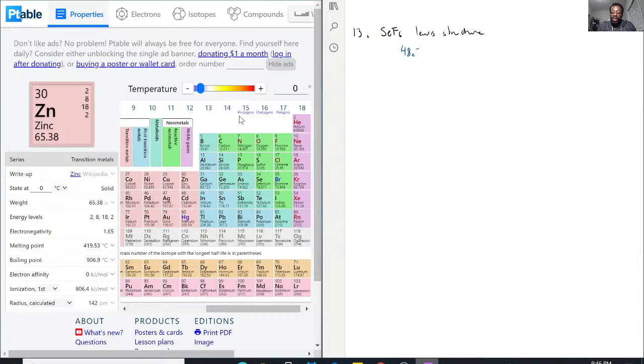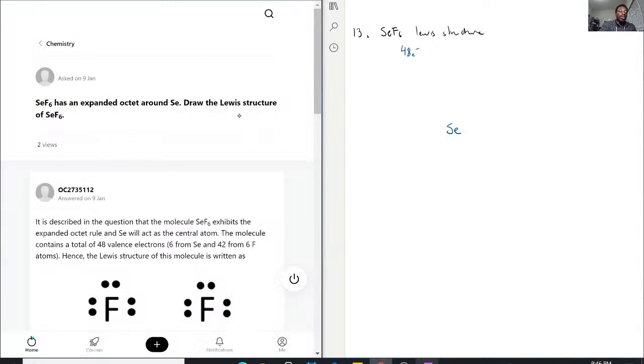So right now we're just going to put selenium in the middle, and as it says, it has an expanded octet, so this is all fair game. We're just going to draw whatever we can to be able to make this fit. So we have 1, 2, 3, 4, 5, 6. So F, F, F, F, F, F.